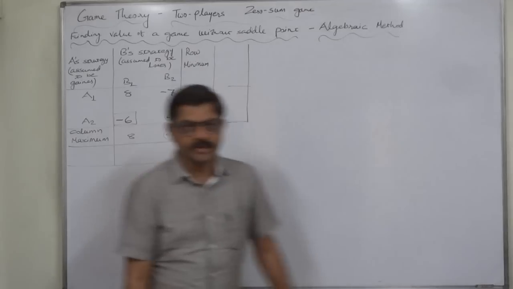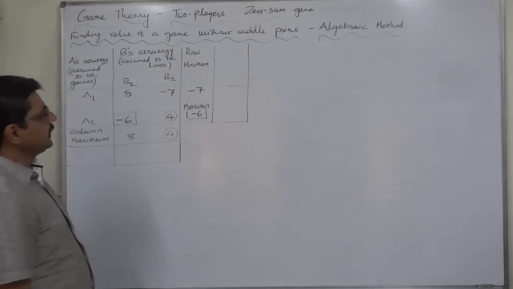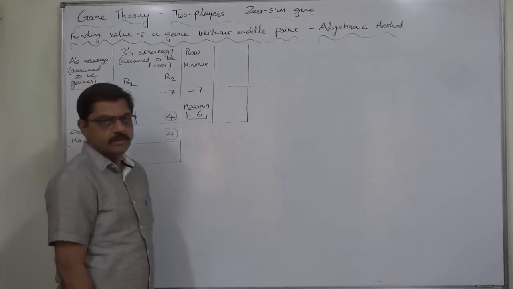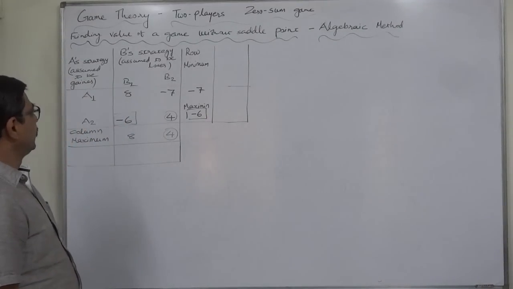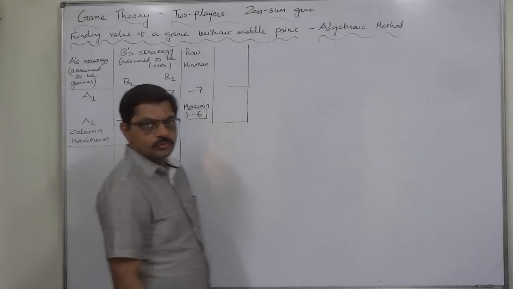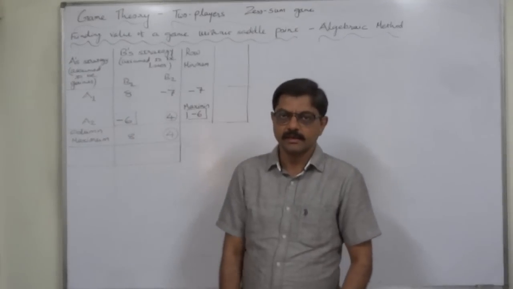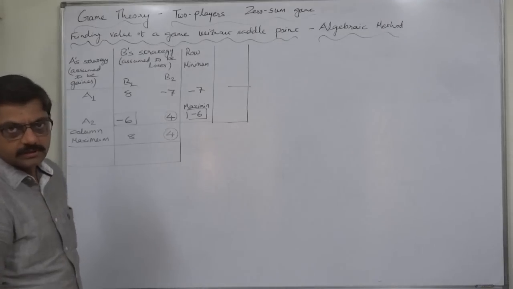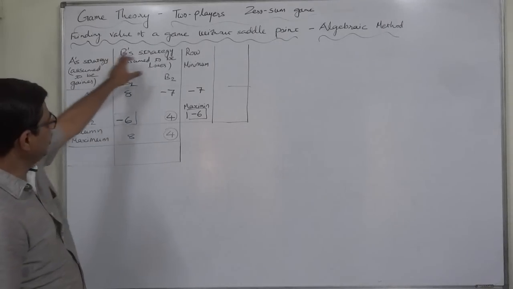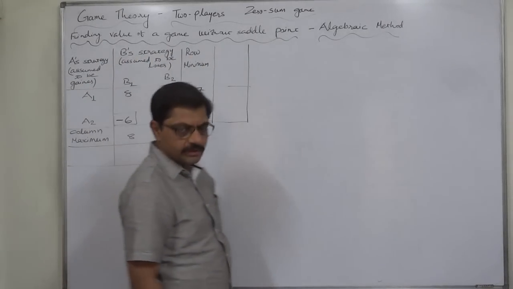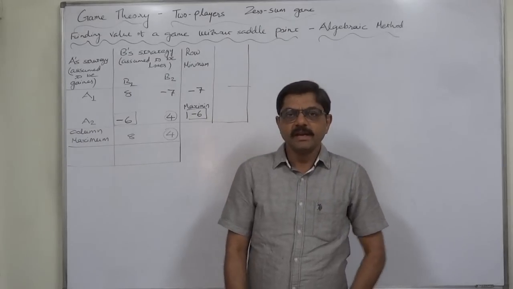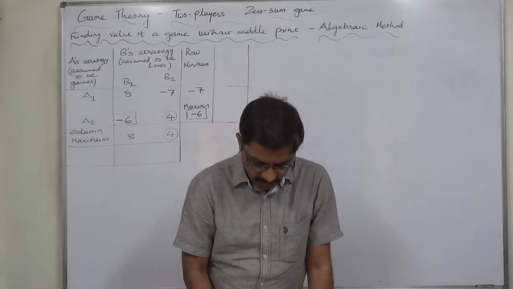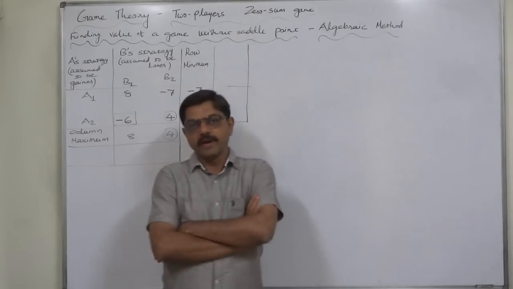Welcome. Operations research, game theory, games with 2 players and 0 sum. And now we are going to discuss a case of a game having no saddle point, and the point is finding the value of a game without saddle point. There are many ways of finding the value of a game without saddle point. The first thing is, how can we find it?